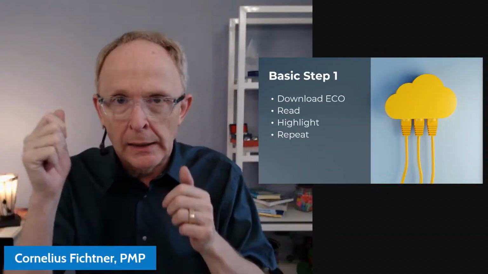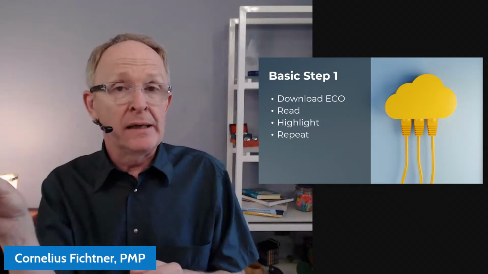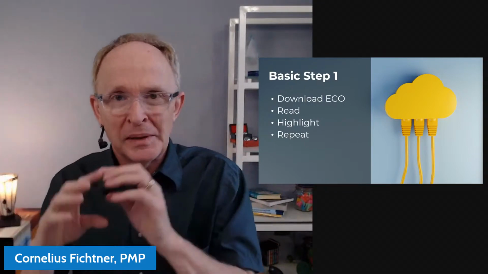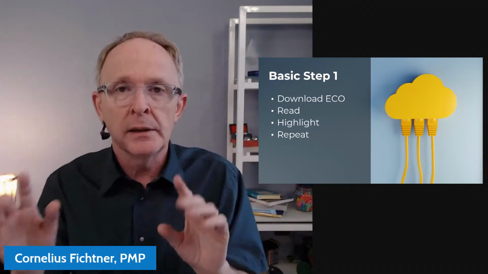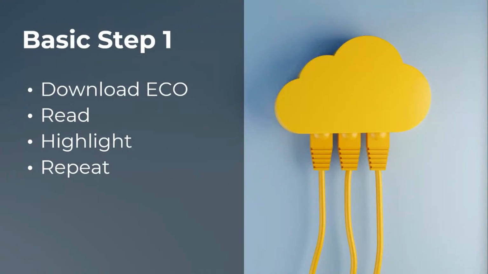Best to print it. Highlighter: red, green, yellow. I want you to highlight everything in green: I know this. Everything in yellow: kind of. Everything in red: no idea what this means, okay? The details of this are in the next lesson when we talk about the ECO in more detail, right? But this is the basic strategy that I want you to follow with the exam content outline, and then over time, I want you to repeat this.